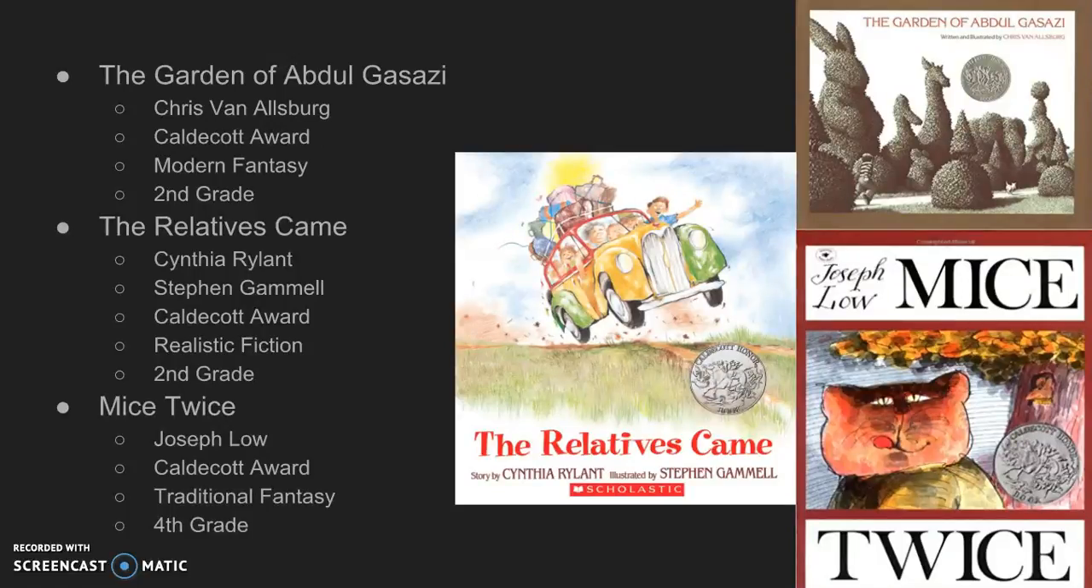The Relatives Came is about a family reunion over the summer. The Caldecott Award-winning realistic fiction book reads at a 2nd grade level. It is written by Cynthia Rylant and illustrated by Stephen Gammell. Finally, Mice Twice is a book about a dinner party gone wrong. The Caldecott Award-winning traditional fantasy book by Joseph Low reads at a 4th grade level.